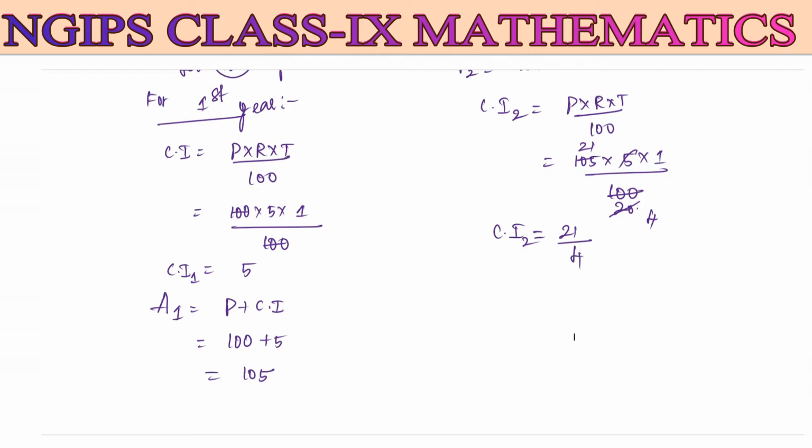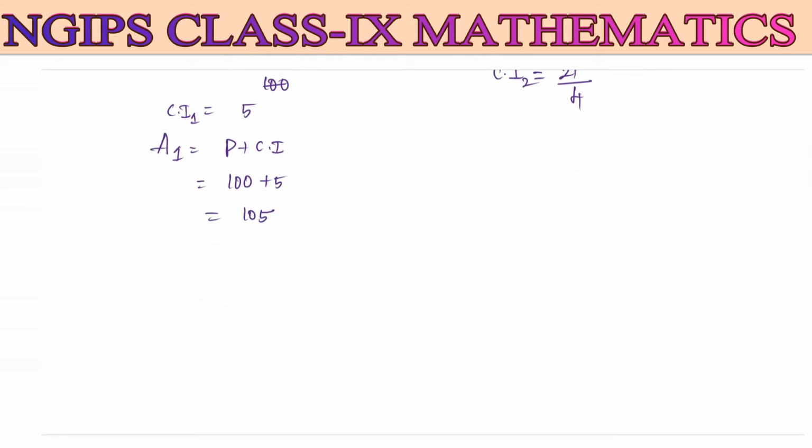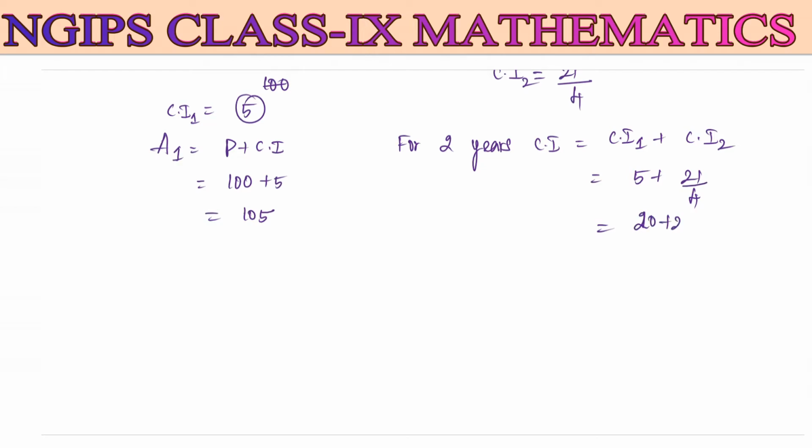Okay, now we are going to calculate for both the years. For 2 years, compound interest is equal to first year compound interest plus second year compound interest. So first year compound interest we have here is 5 plus second year compound interest 21 divided by 4. If you do the cross multiplication, 4 fives are 20 plus 21 divided by 4, it is nothing but 41 divided by 4.